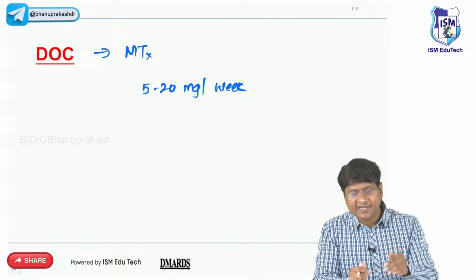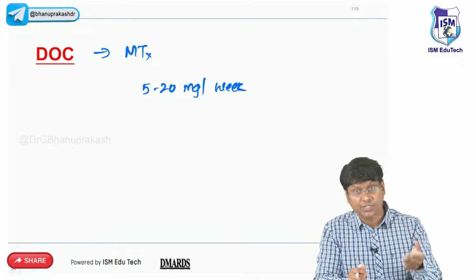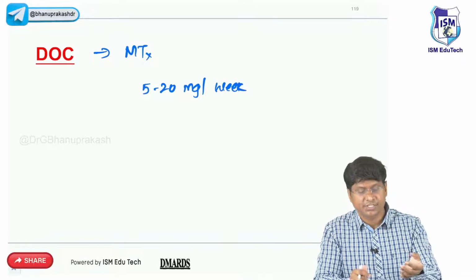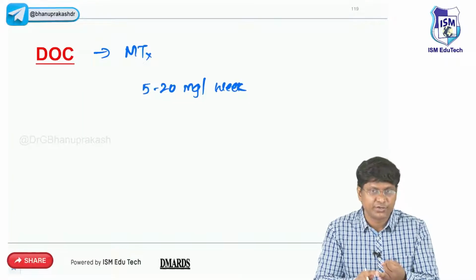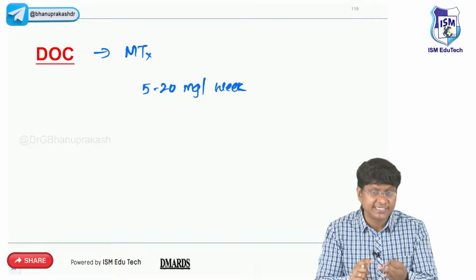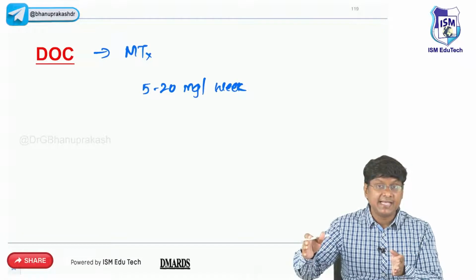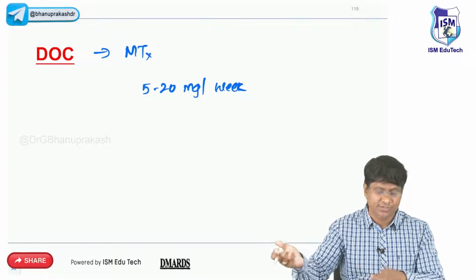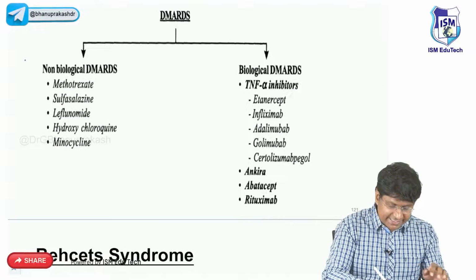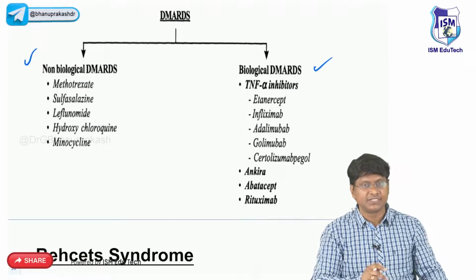So like the treatment in case of rheumatoid arthritis in acute phase, right? In acute phase, we give either NSAIDs or steroids. But what is the group of drugs which are given as the disease modifying anti-rheumatic drugs? So we have two groups of drugs, that is non-biologicals as well as the biological DMARDs.